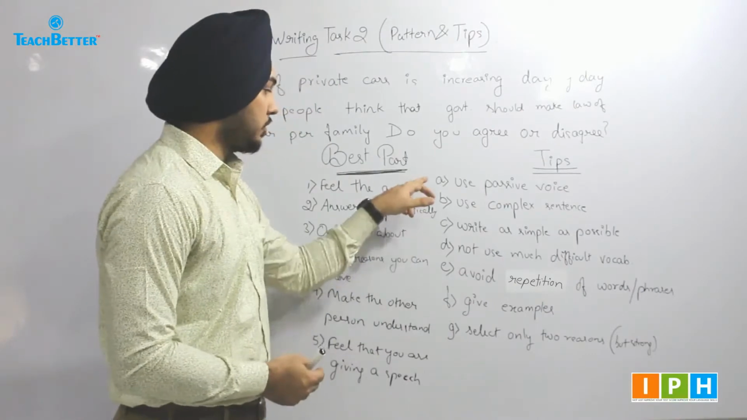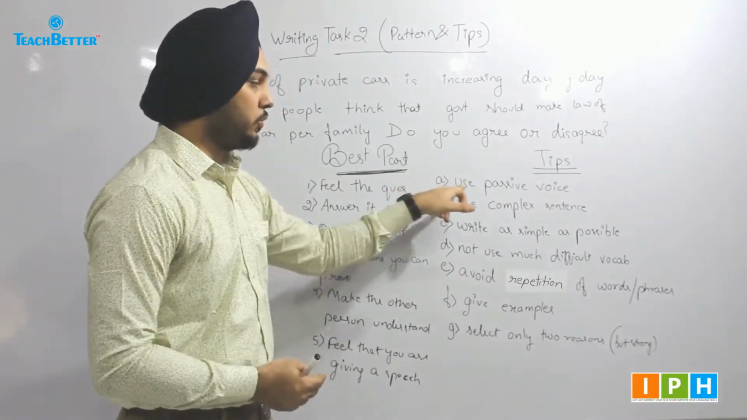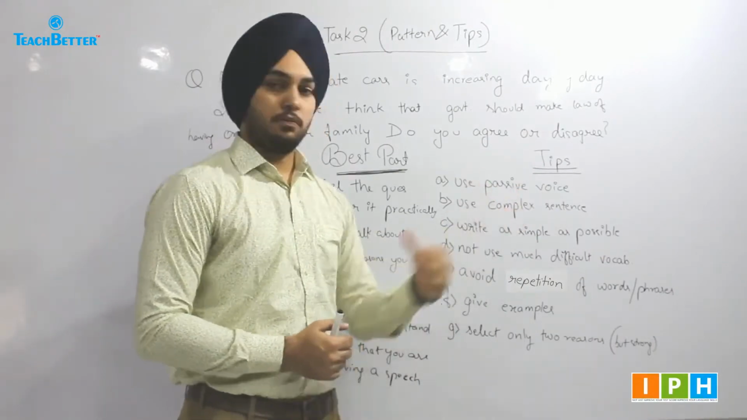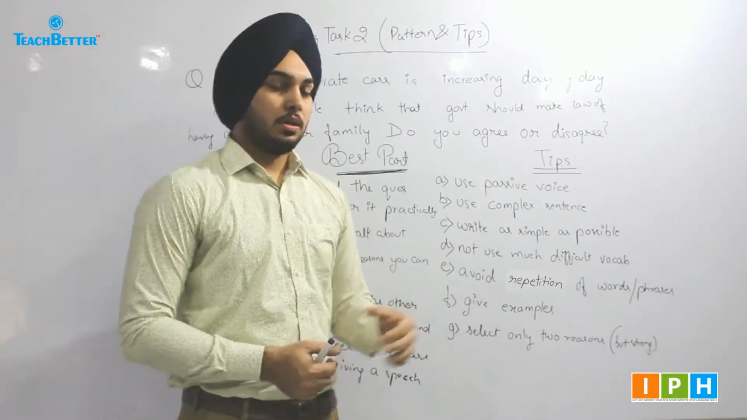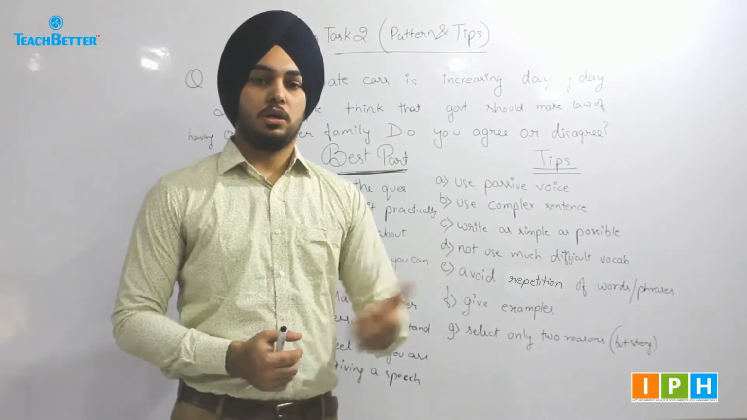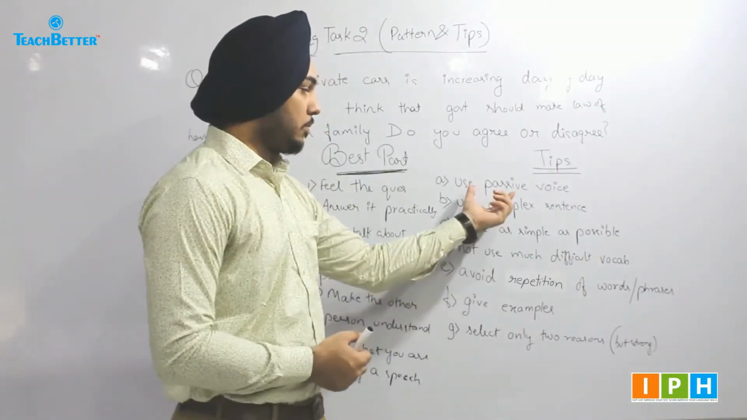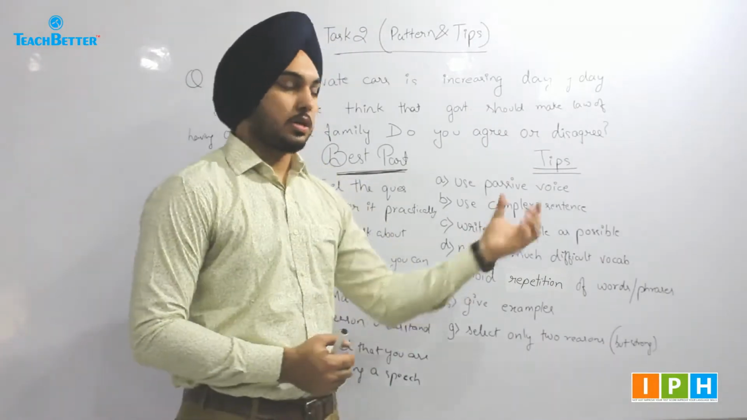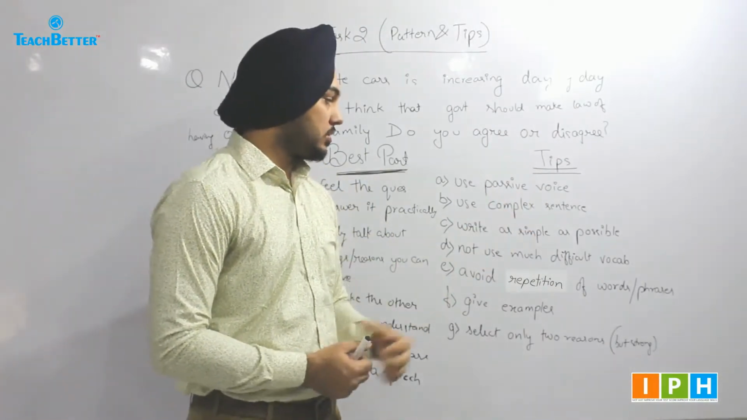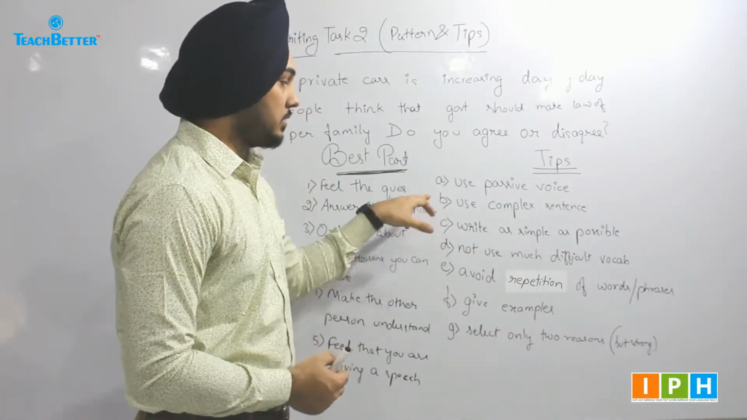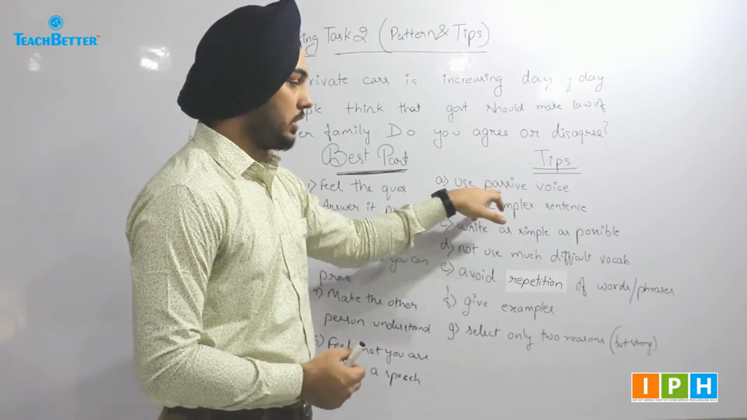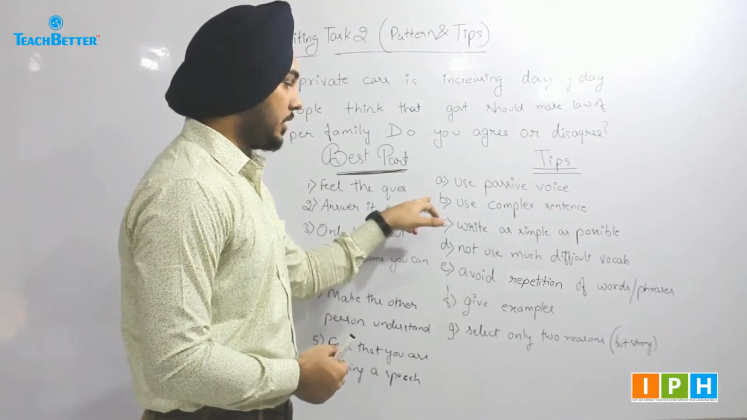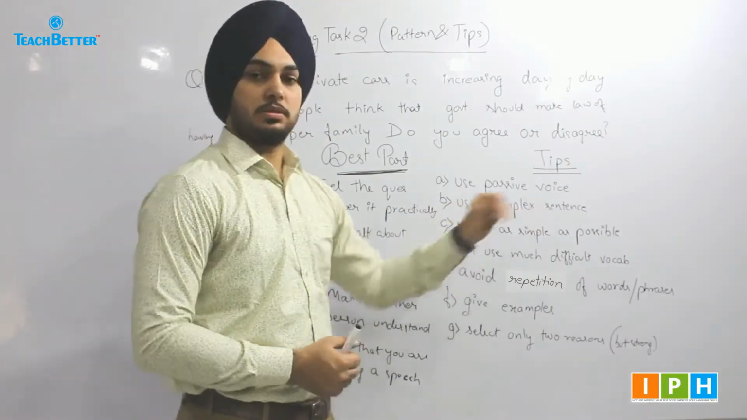The first one is that you should use more passive voice. It is because active voice is used by all school and college students, but the passive voice is used only by writers or some literature teachers. So you should prefer to use passive voice. Second tip, use complex sentences.